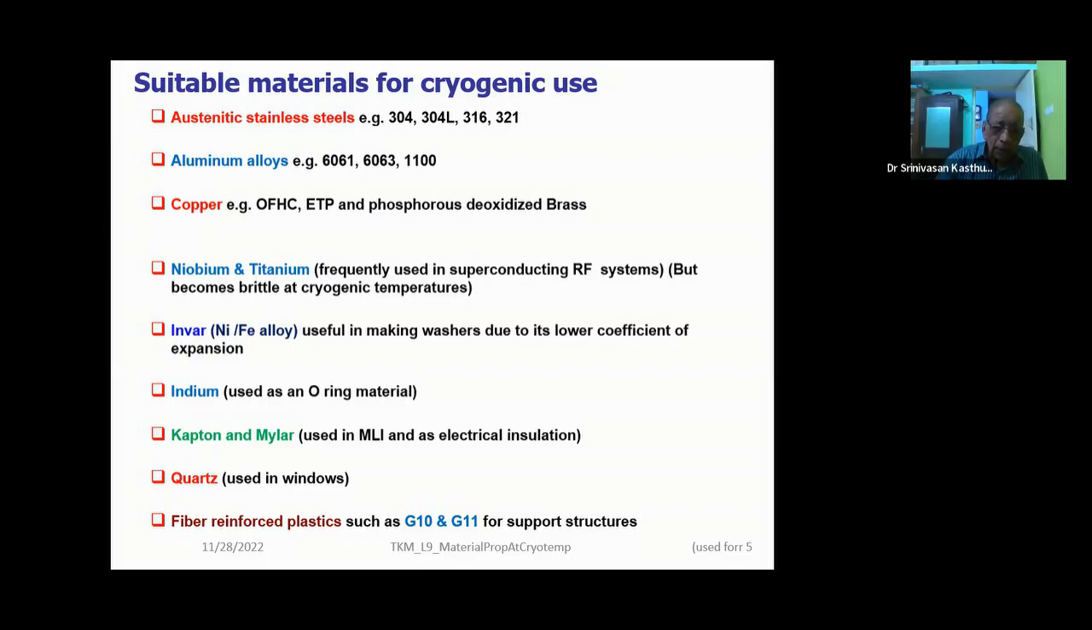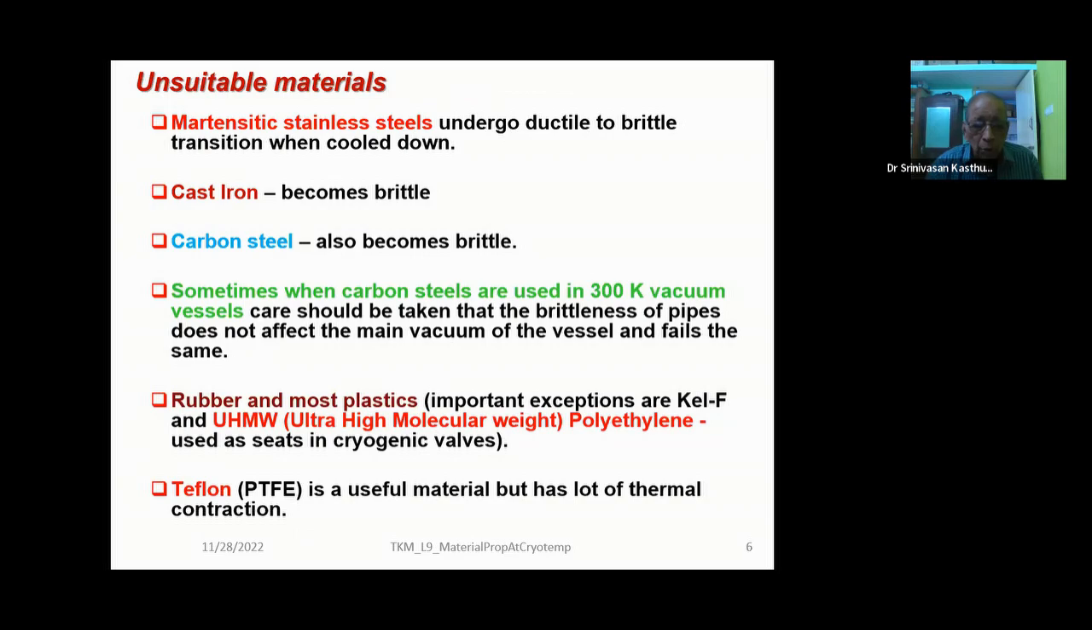Then there are fiber reinforced plastics, FRP. Specific grades are there, G10, G11, etc. They are useful for support structures. So we will go through some of these things in detail, and then we get an understanding of what is useful for low temperatures. What are the unsuitable materials?